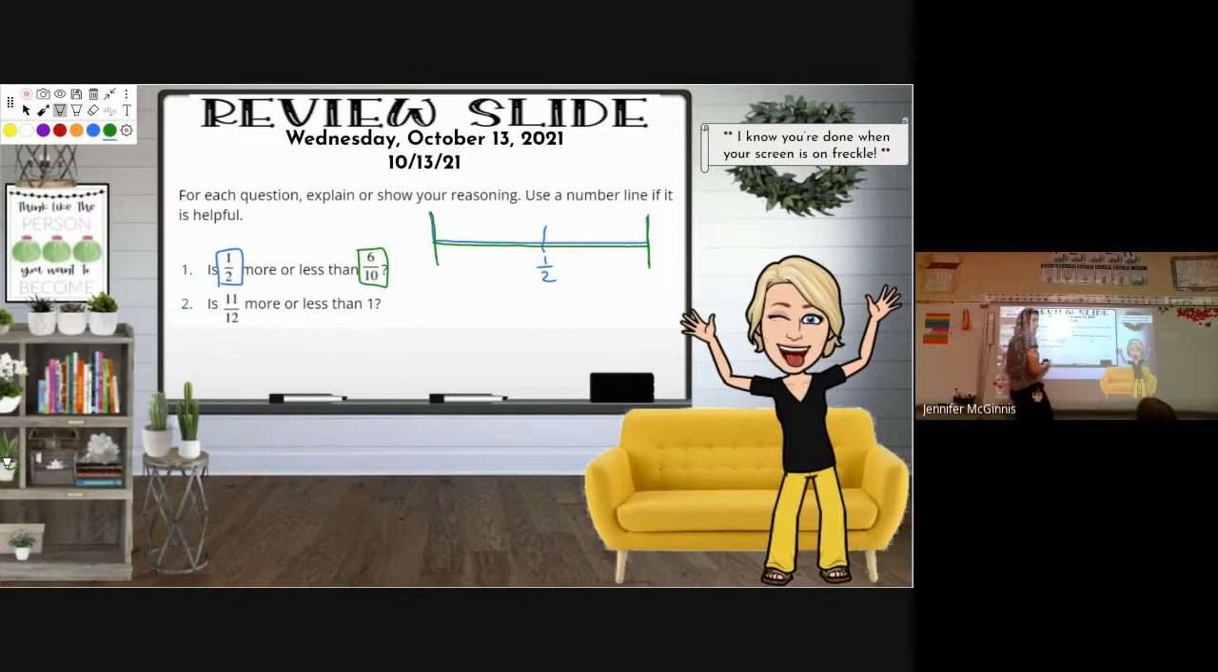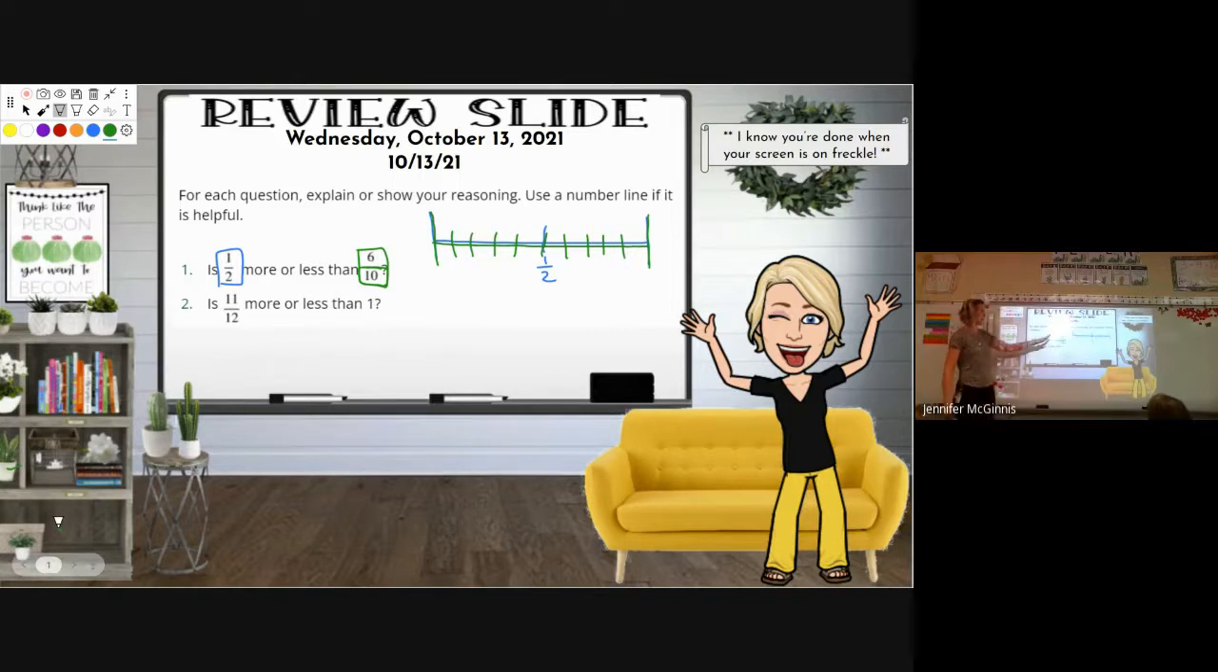What fraction are you drawing a number line for? 6/10. Mirror words. The denominator is the total amount of equal parts in a fraction. The numerator is the number you have. Mirrors off. So this denominator tells us that our number line means how many equal parts? 10 equal parts. So there's our 10 equal parts.